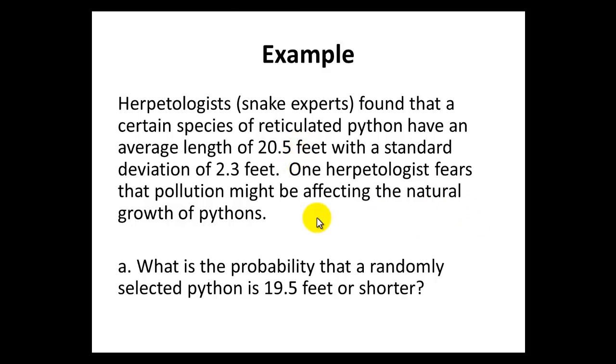It's about snakes. It reads, herpetologists found that a certain species of reticulated python have an average length of 20.5 feet with a standard deviation of 2.3 feet. One herpetologist fears that pollution might be affecting the natural growth of pythons. Part A of this question simply asks us, what is the probability that a randomly selected python is 19.5 feet or shorter?